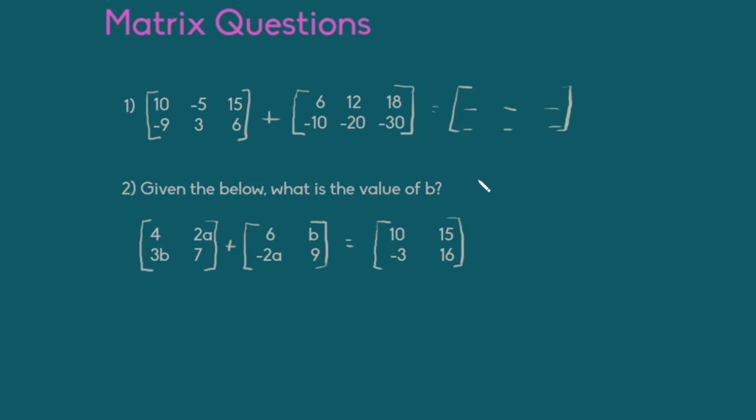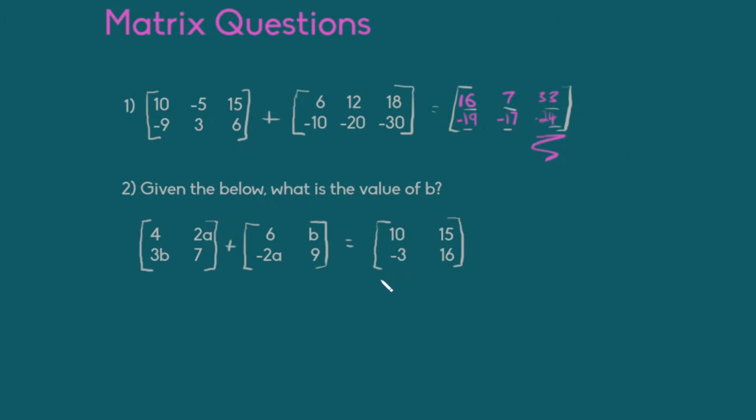Okay, so how did these go? In the first question, we just need to add the corresponding numbers from each matrix. So along the first line, we're going to do 10 plus 6, which is 16. We're going to do minus 5 plus 12, which is 7. We're going to do 15 plus 18, which is 33. And then the second row, we're going to do minus 9 plus minus 10 is minus 19. 3 plus minus 20, which is minus 17. And then 6 plus minus 30, which is minus 24.